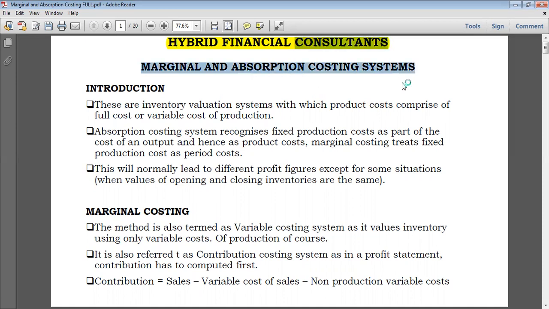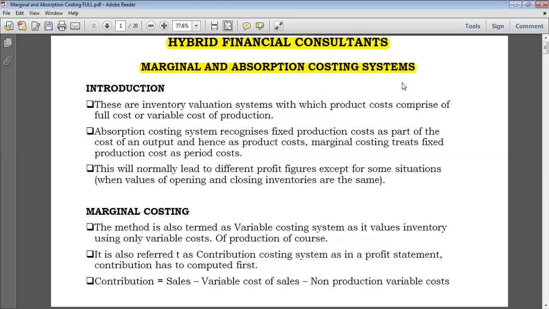So our topic today is marginal and absorption costing. First of all, you truly need to know what marginal and absorption costing are, and why they are used. Let me refer to the income statement. It usually starts with sales, then cost of sales, and we get gross profit. Our main concern is cost of sales, which contains inventory. And when speaking of that inventory, that's where marginal and absorption costing systems come into play.